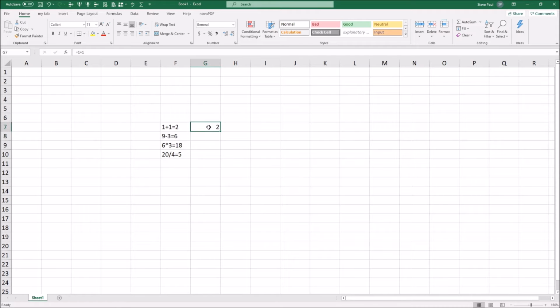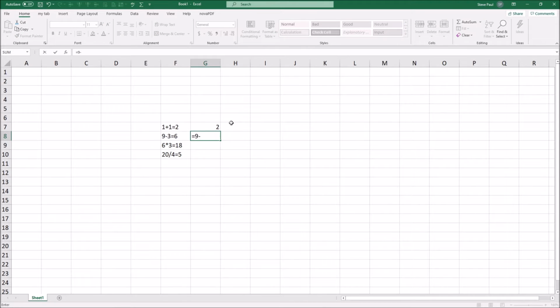and we have 2. Now if we look up here, you'll see that in the formula bar, it doesn't show the result, it shows the formula 1 plus 1. So it's just showing the formula. If we were going to edit this and double click it, we see the formula, we don't see the answer. We hit enter, we see the answer. We can do the same all the way down the line.